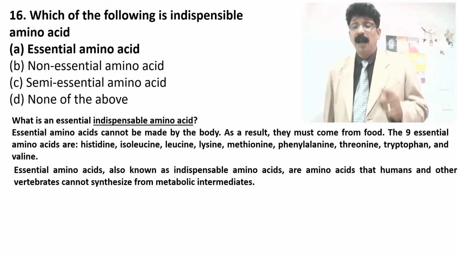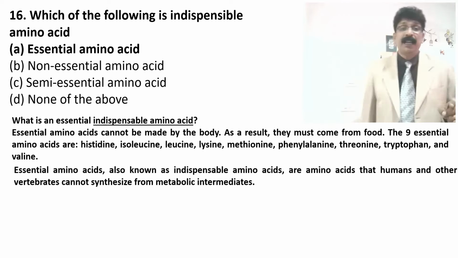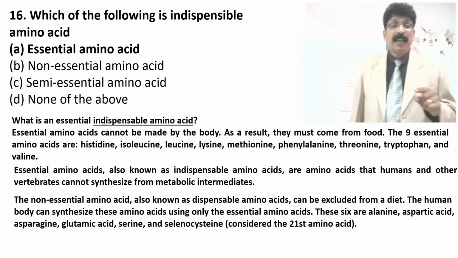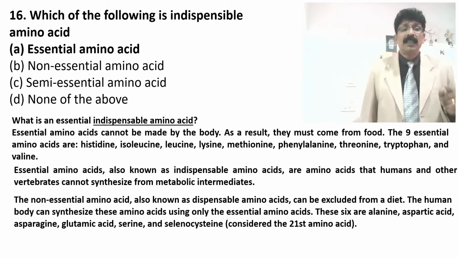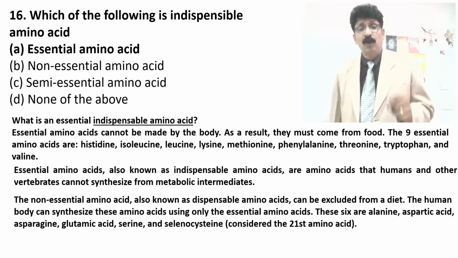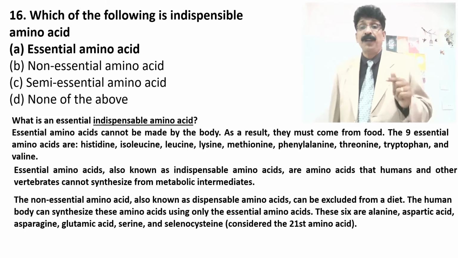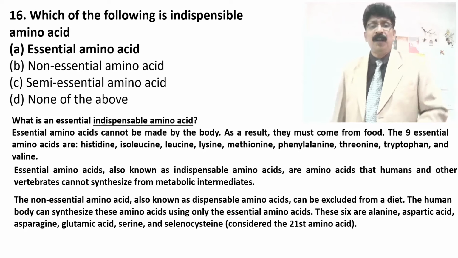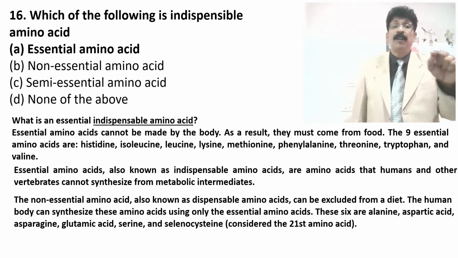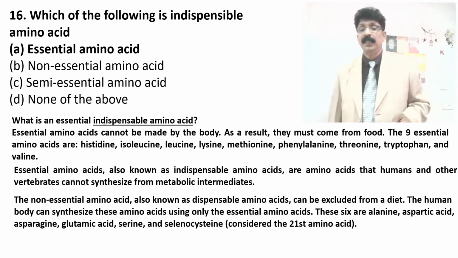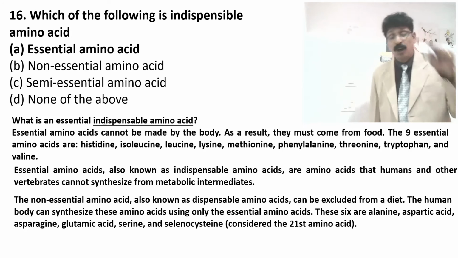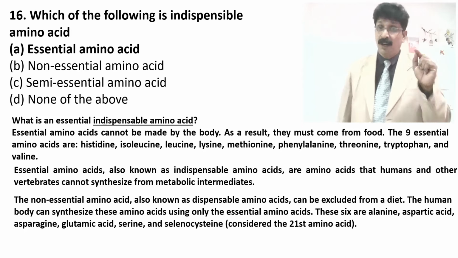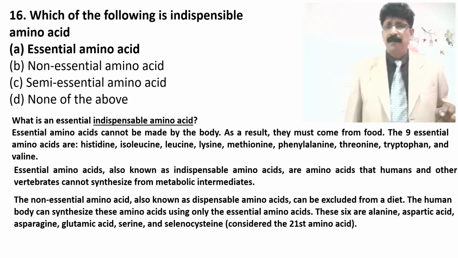These are amino acids that humans and other vertebrates cannot synthesize from metabolic intermediates. And what are non-essential amino acids? Non-essential amino acids, known as dispensable amino acids, are not very important in the sense that they can be excluded from the diet. The human body can synthesize these amino acids using only the essential amino acids which you already get from the food. There are six non-essential amino acids, which are produced in our body from the supply of other amino acids.